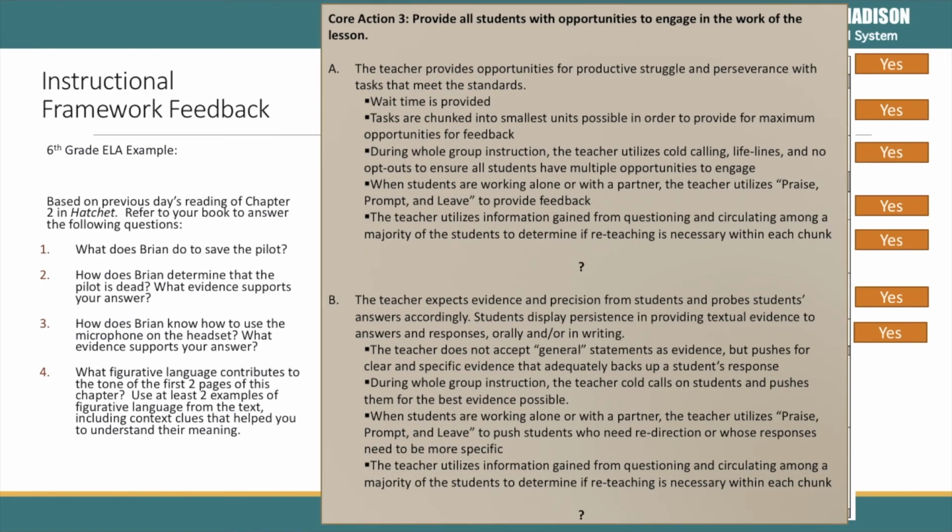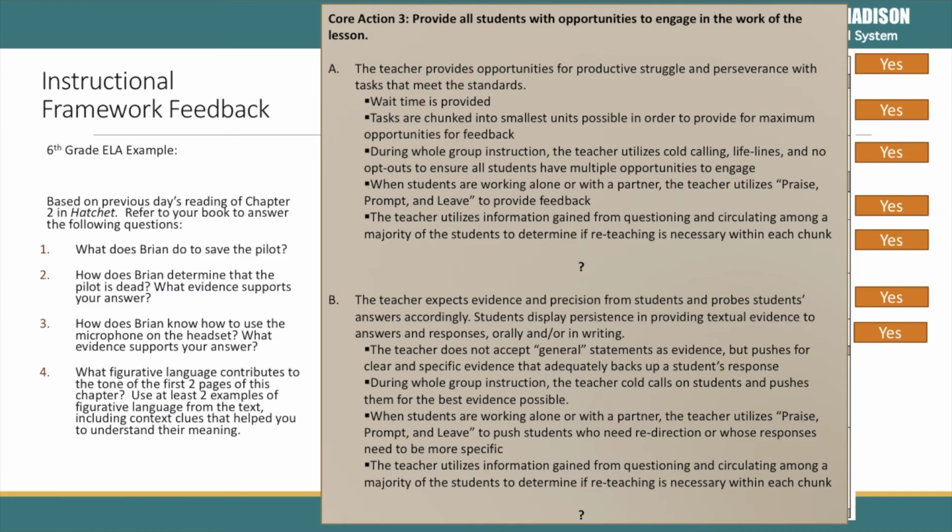Now we will look at Core Action 3. Core Action 3 wants to know if the task at hand provides all students with opportunities to engage in the work of the lesson. More specifically, in Core Action 3A, the teacher provides opportunities for students to productively struggle and persevere with the task that meets the demands of the standard.